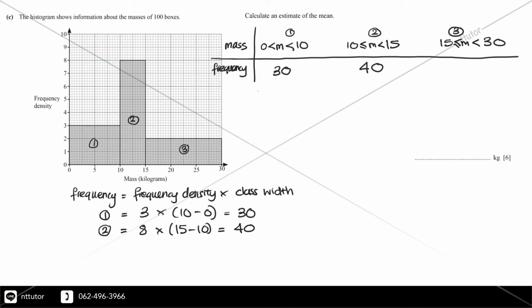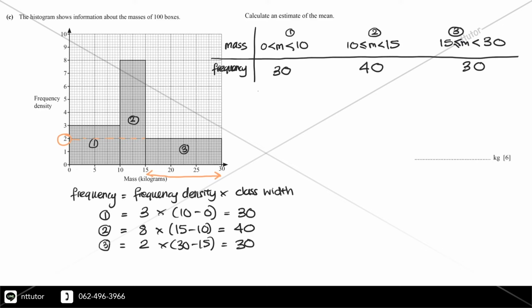We can then do the same for the third group. So for the third group, the frequency density is equal to 2, and the class width goes from 15 to 30. So the class width is 30 minus 15, so that's 15. So 2 multiplied by 15 equals 30. So the frequency of the third group is equal to 30.